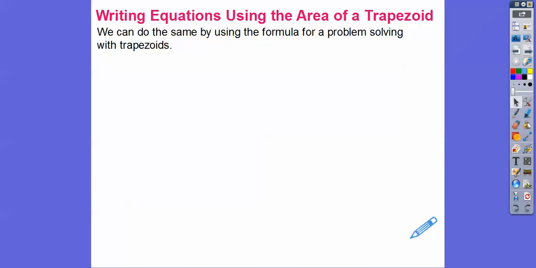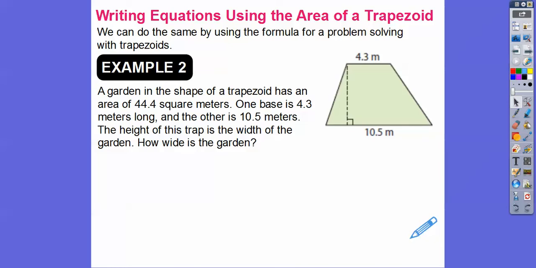Okay, so we can do the same for using formulas for problem solving with trapezoids. Here we go. A garden is in the shape of a trapezoid and has an area of 44.4 square meters. They're giving us the bases, 4.3 meters and 10.5 meters. And the height of the trapezoid is the same as the width. So how wide is the garden?